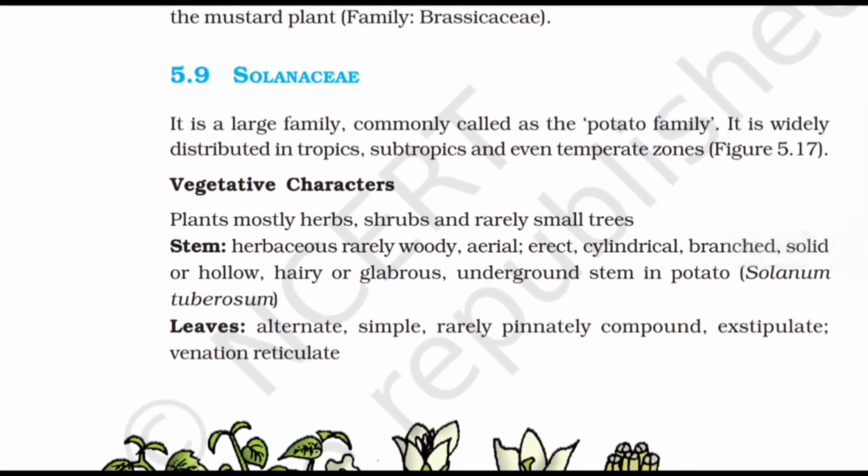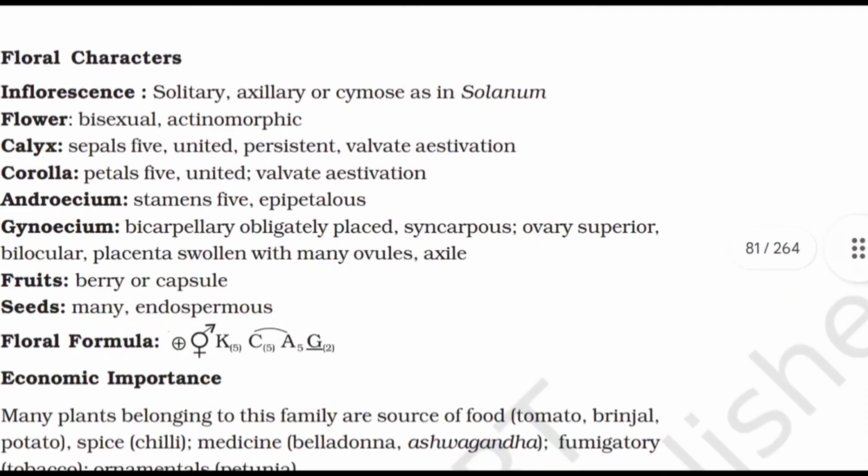Leaves. Alternate, simple, rarely pinnately compound, exstipulate, venation reticulate. Floral characters. Inflorescence solitary, axillary or cymose, as in Solanum. Flower bisexual, actinomorphic. Calyx, sepals 5, united, persistent, valvate aestivation. Corolla, petals 5, united, valvate aestivation.